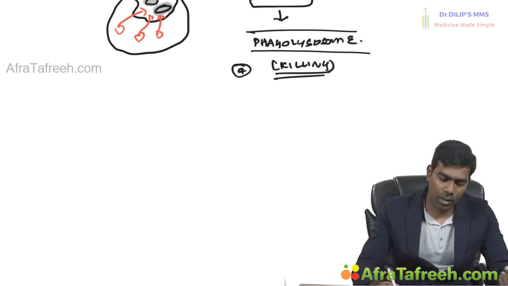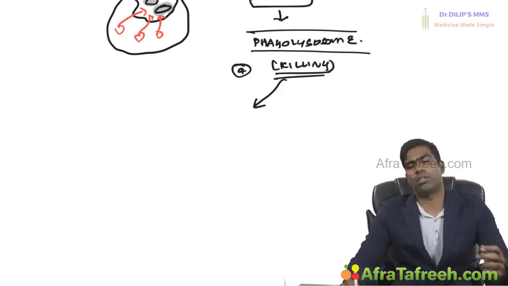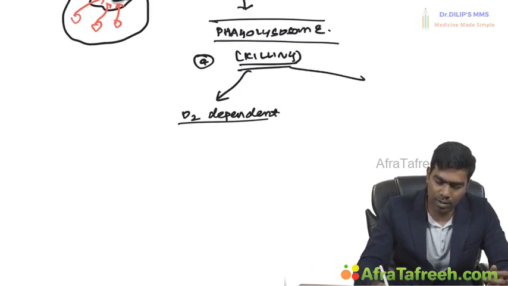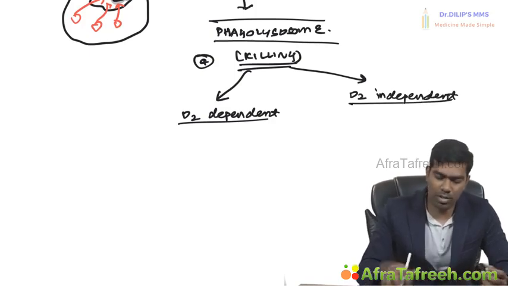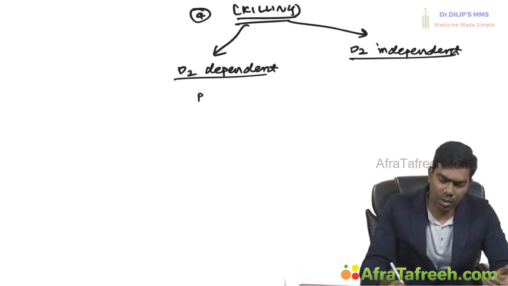First one is the chemotaxis, second one is the phagocytosis, third one is the engulfment, and fourth one is the killing. So killing is generally based on two basic processes. The first is oxygen dependent killing, and the second is oxygen independent killing. So what do you mean by oxygen dependent killing and oxygen independent killing? Oxygen dependent killing involves the production of ROS, that is, reactive oxygen species.